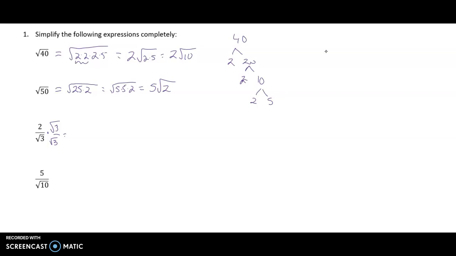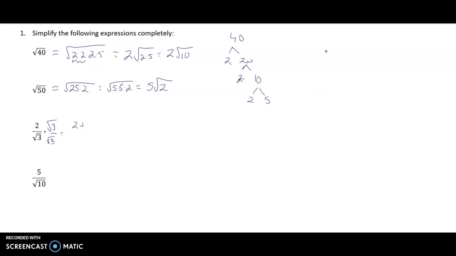And then from there, I get in the top 2 root 3. And then in the bottom, take a look. I've got root 3 times root 3. Well, that's the same as root 3 squared. And then when I square this square root, they cancel each other out. So what do we get? 2 root 3 over 3. Remember, the simplification for these roots is always to make sure that they're in the top. So this is fully simplified.